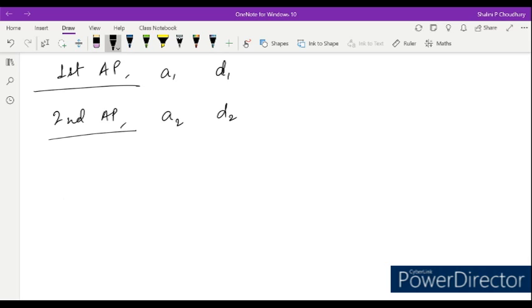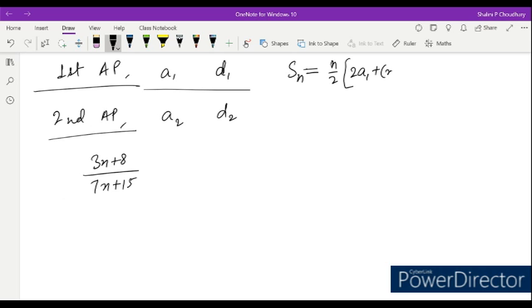So what's the question? The sum of n terms of two arithmetic progressions is in the ratio 3n plus 8 divided by 7n plus 15. It means this is the ratio of the sum of n terms. So first of all, the sum Sn will be equal to n upon 2 times (first term plus last term), or we can write it as n upon 2 times (2a1 plus (n minus 1) d1). Okay, this will be the sum. In this case the sum will be n upon 2 because the number of terms is the same.